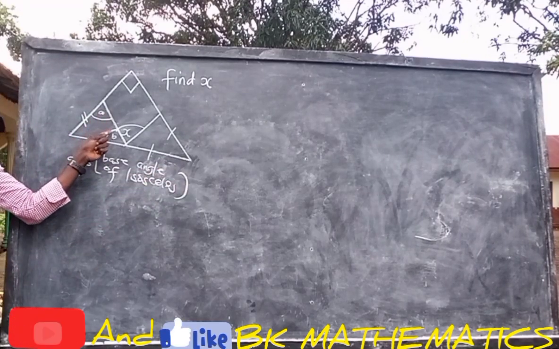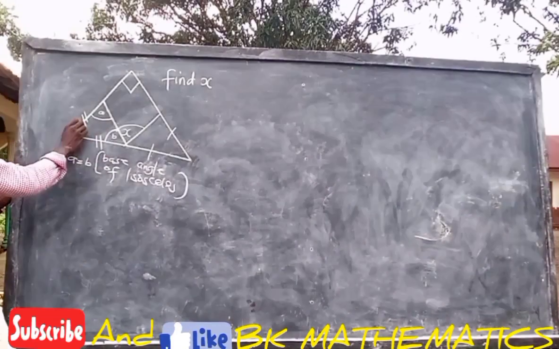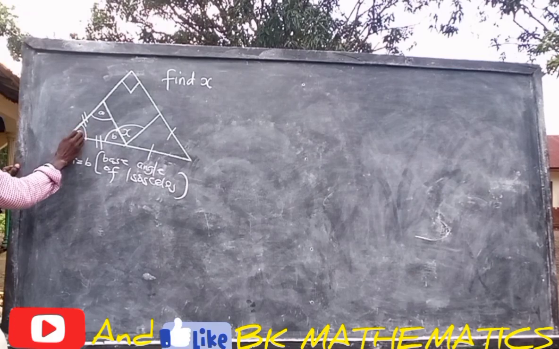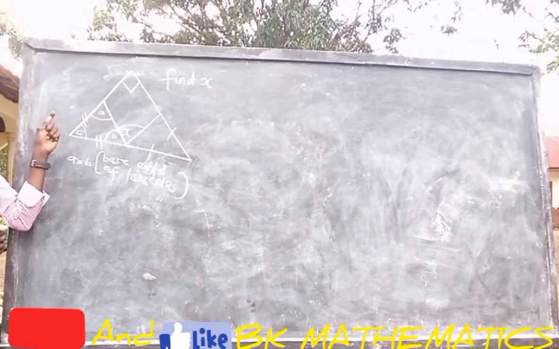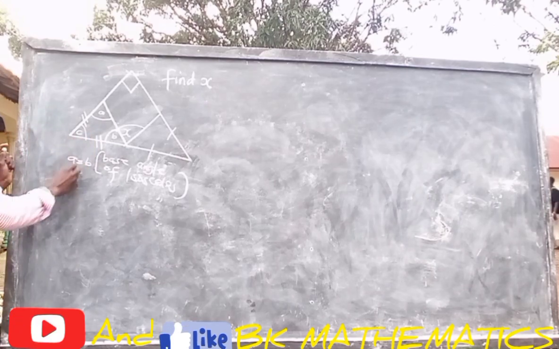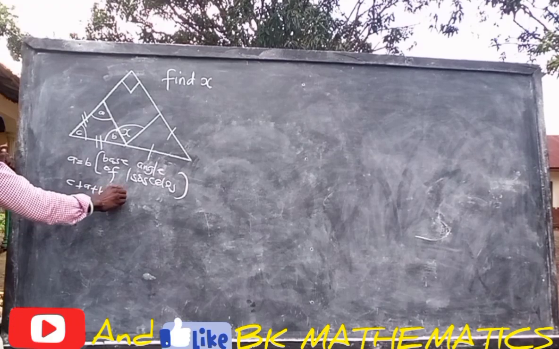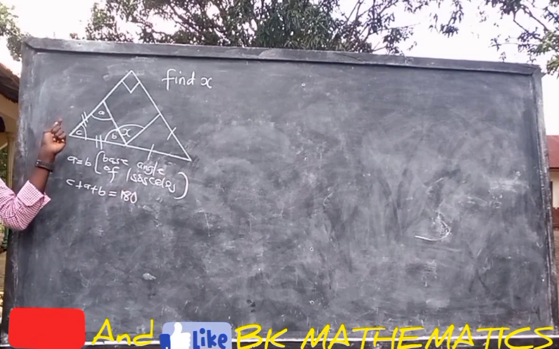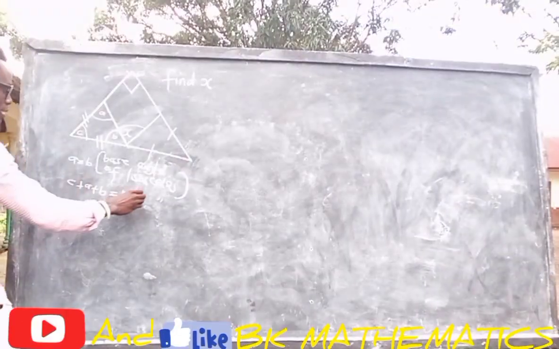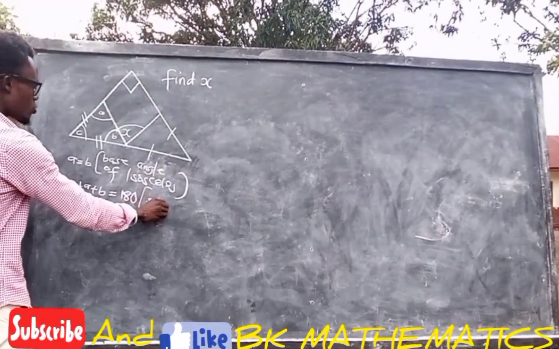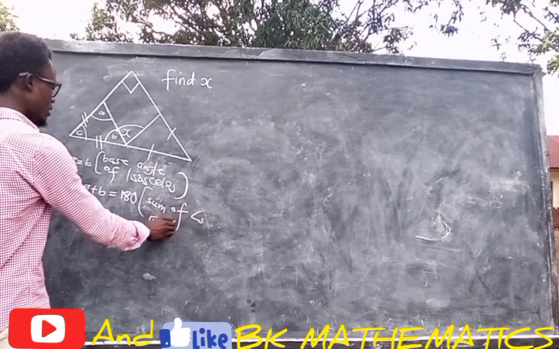Therefore, if A is equal to B, just like B is also equal to A. Then let's also find this angle. Let's say this is angle C. If we want to find angle C, then C plus A plus B becomes 180 degrees. The reason being, the sum of the three interior angles in a triangle equals 180 degrees. That is the reason.